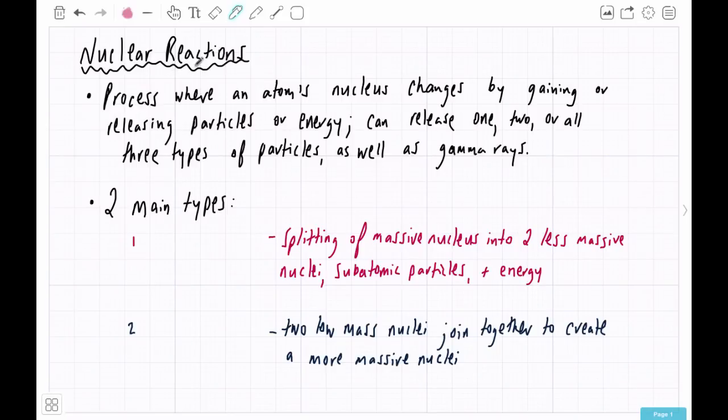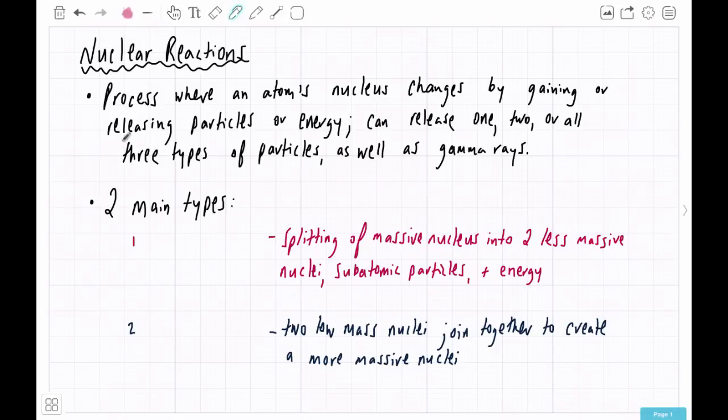We define nuclear reactions as a process where an atom's nucleus changes by either gaining or releasing particles or energy. And in nuclear reactions, this process can release one, two, or all three types of particles as well as gamma rays. So think that it can release protons, neutrons, or electrons. Think back to the different types of radiation that we talked about, alpha, beta, and gamma. That covers both there.